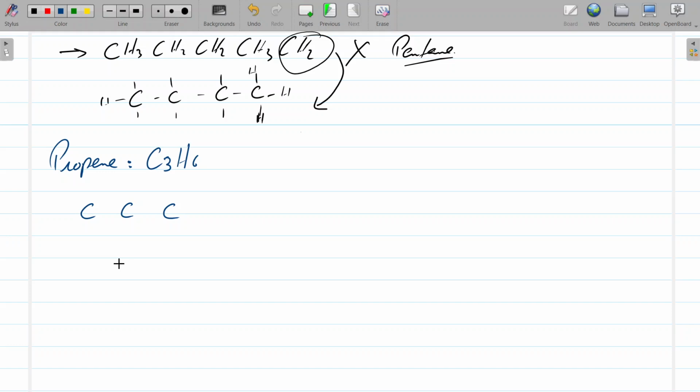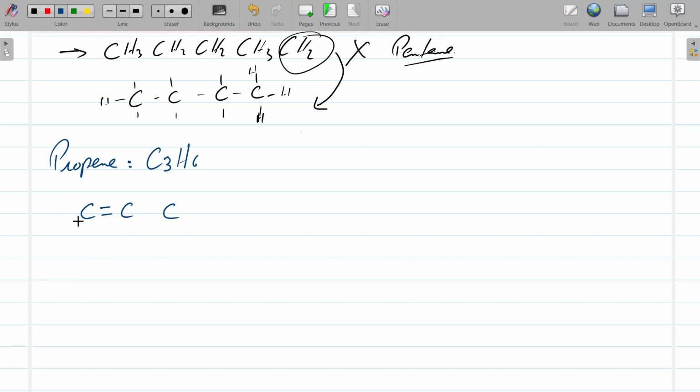Now, where does the double bond go? One on either end. In this case, it doesn't really matter because there are just 3 carbons. You just pick a side. Either you begin with it or you end with it. Begin with it. Okay.